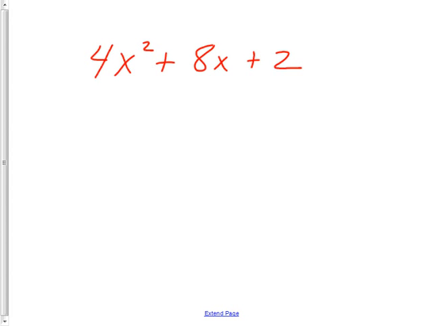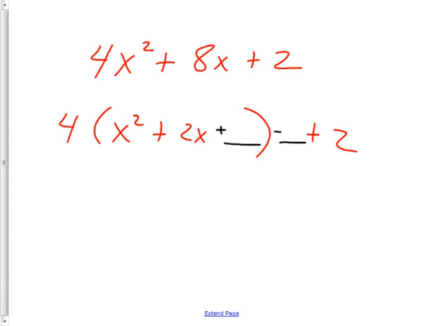First thing you do is factor out the 4. This 4 has to come out. Now what I have up on the board would multiply back out to be exactly what I had in the first place. So that's why it's okay. Your plus line and your minus line go like this.